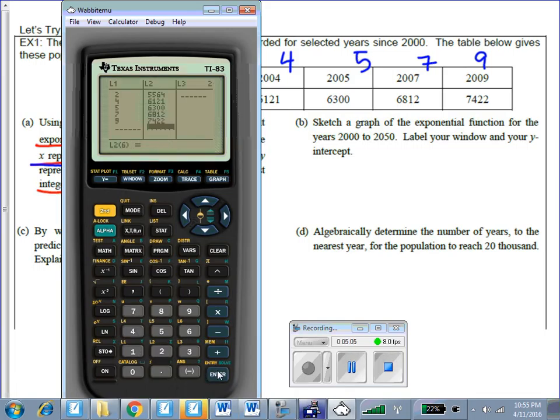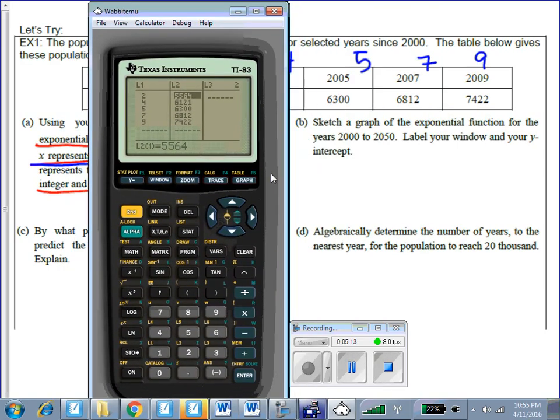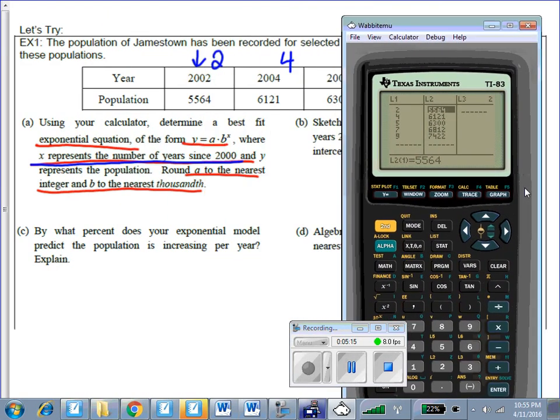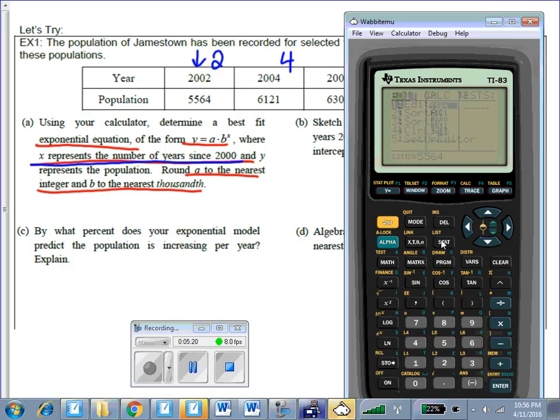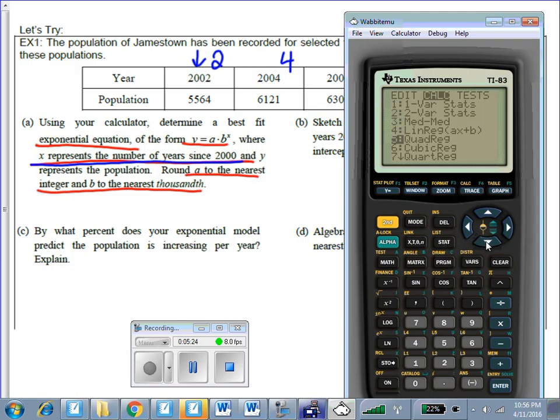And again, I always want to just double check that I put everything in correctly. 6812, 6300, 5564. Okay, it looks like everything is in correctly. So now I actually want the equation. So I am going to go to stat, help, and now I'm looking for exponential regression, exponential equation.